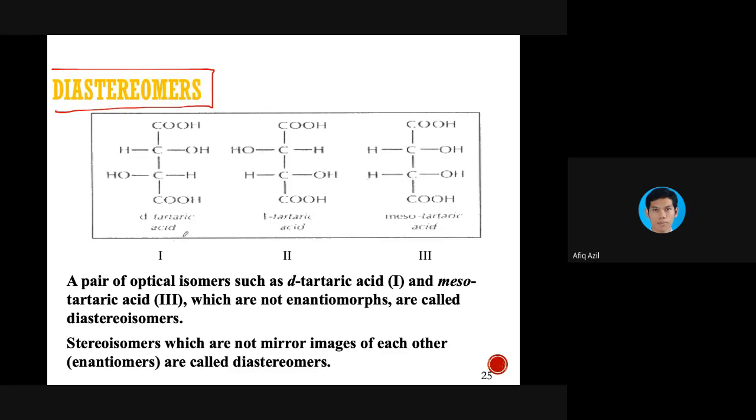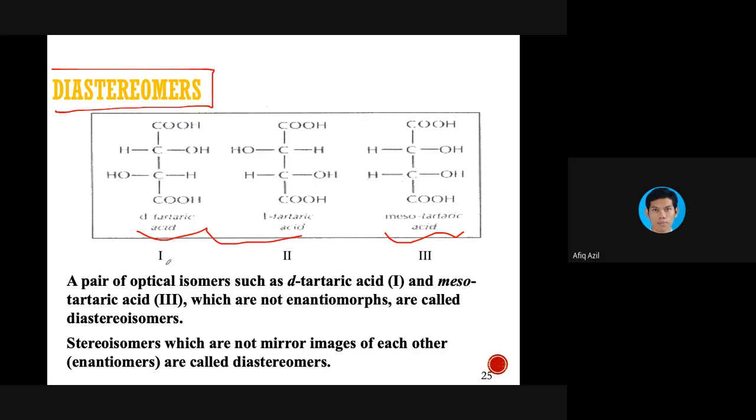What does it mean? A pair of optical enantiomers like this, D and L, are called enantiomers. But then again, this meso tartaric acid is also a type of stereoisomer. So this pair of D tartaric acid, L tartaric acid, and this meso tartaric acid, which is the third one, which are not enantiomers, are called diastereomers.